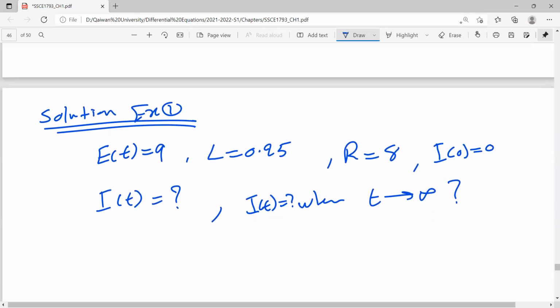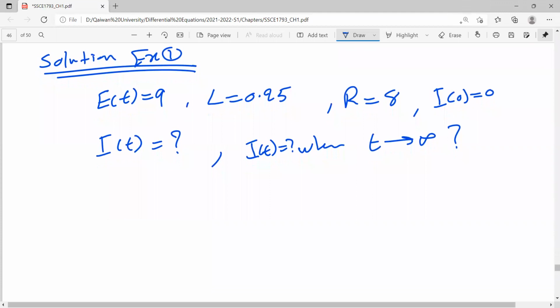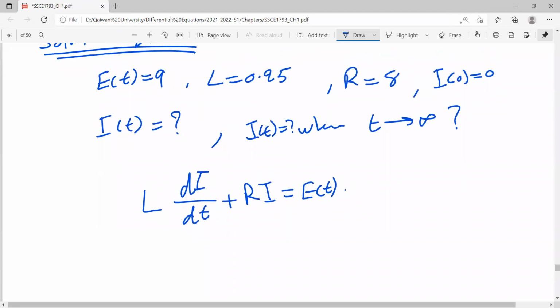The equation used for electric circuits for the first order differential equation is this differential equation, L times di by dt plus R times I equals E of t. Let's replace L, R, and E by their values. L is 0.25. That means the equation becomes 0.25 di by dt plus 8I equals E of t. E of t is 9. This is the differential equation.